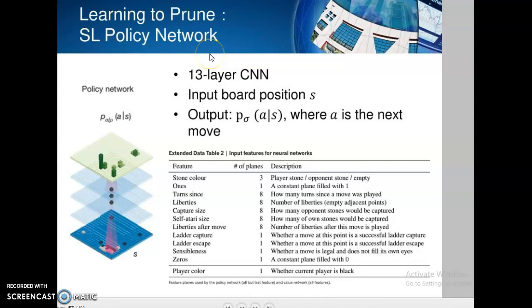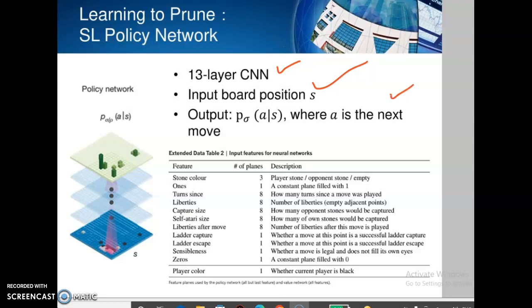Learning to improve, SL policy network. The policy network is a 13 layer CNN. Input is the board positions S. Output is P sigma of A given S, where A is the next move.